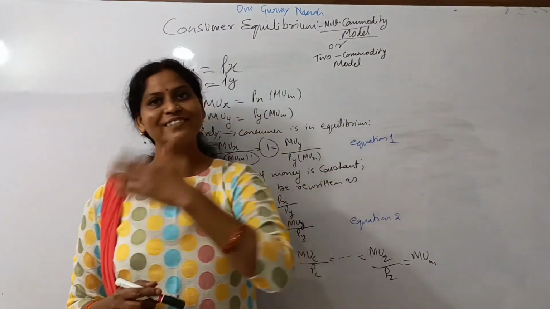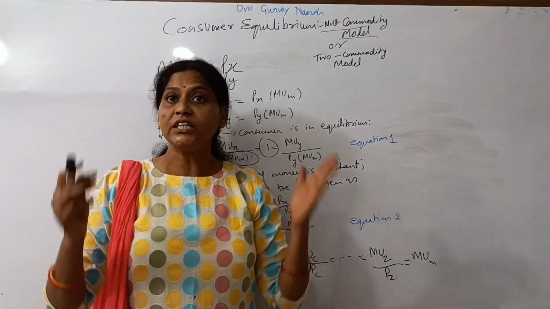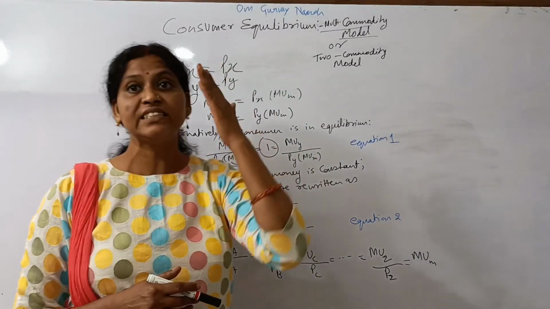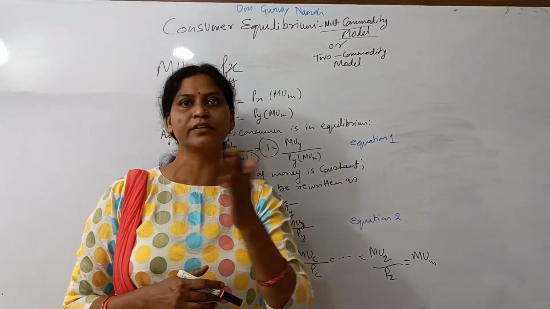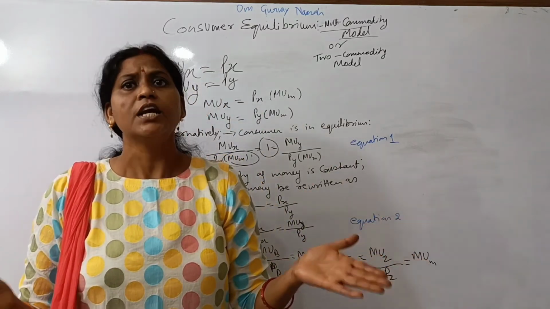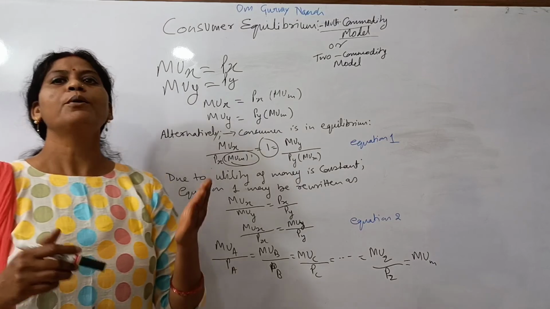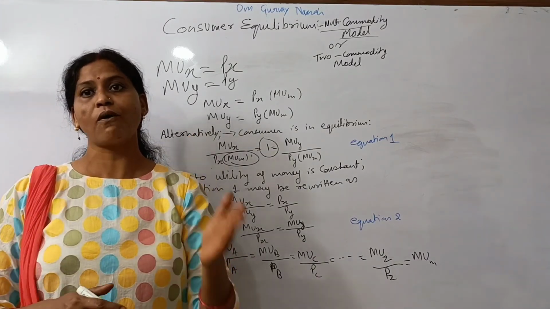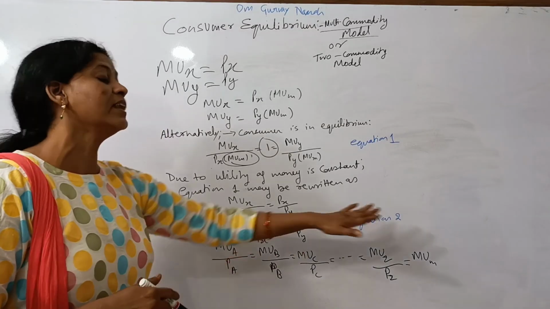Okay. Obviously, in order to achieve equilibrium, what a utility maximizing consumer intends to equalize is not the marginal utility of each commodity he consumes, but the marginal utility of each unit of his money expenditure on various goods and services.